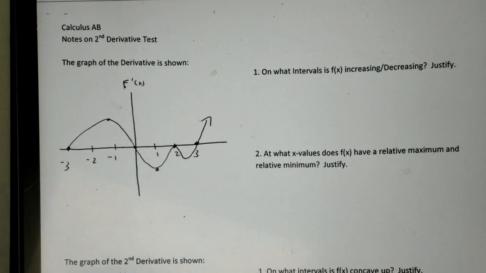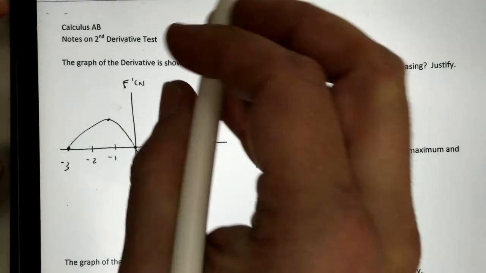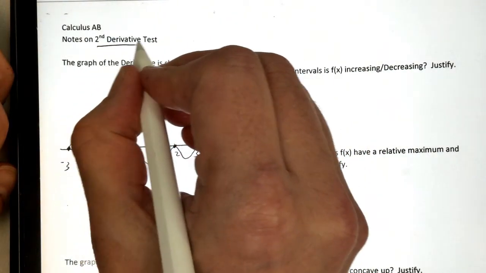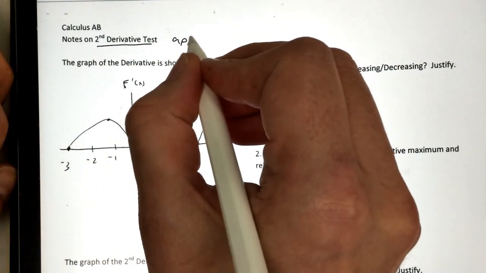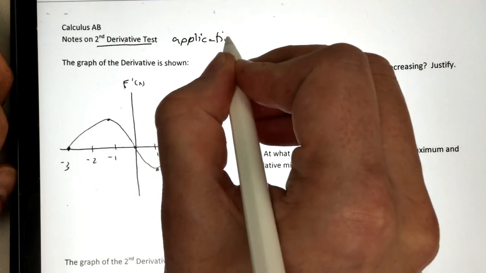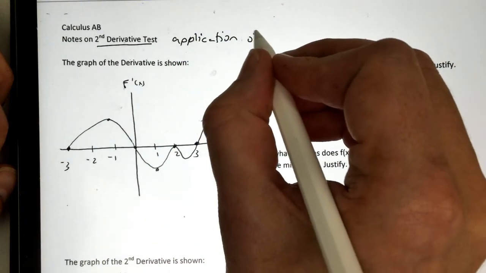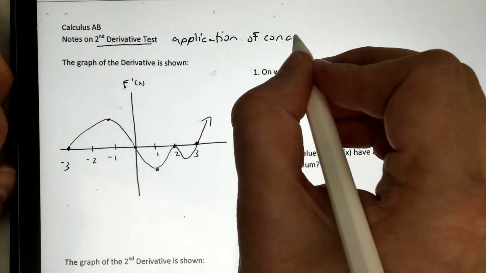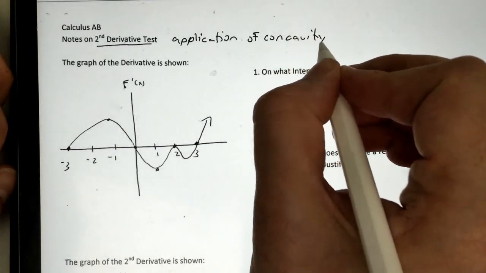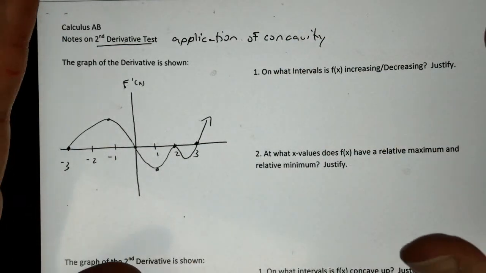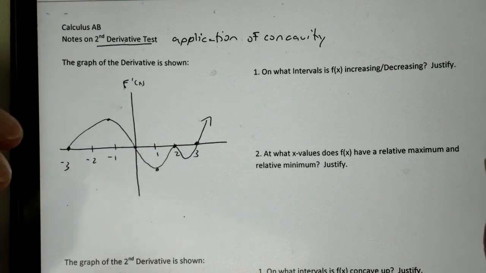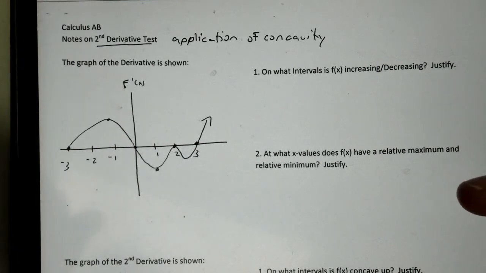Hi, welcome back. Today we're going to take a look at the second derivative test. This is again an application of concavity. So that's what we're going to be looking at today, an application of concavity.